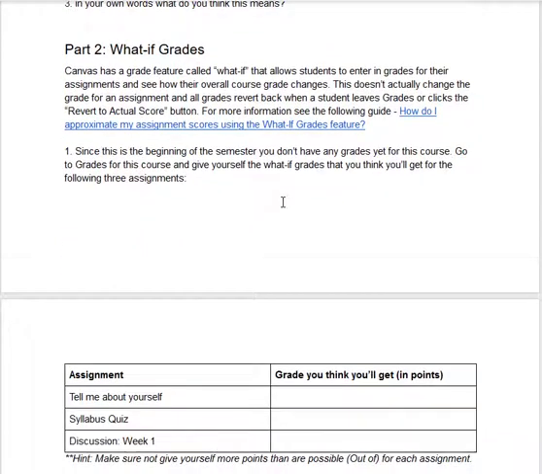So moving on, part two is kind of the meat and potatoes part, and that's the what if grades. A lot of students don't even know what the what if grades are. So it's important to first let them know what the what if grades are and provide a link to where they can get more information.